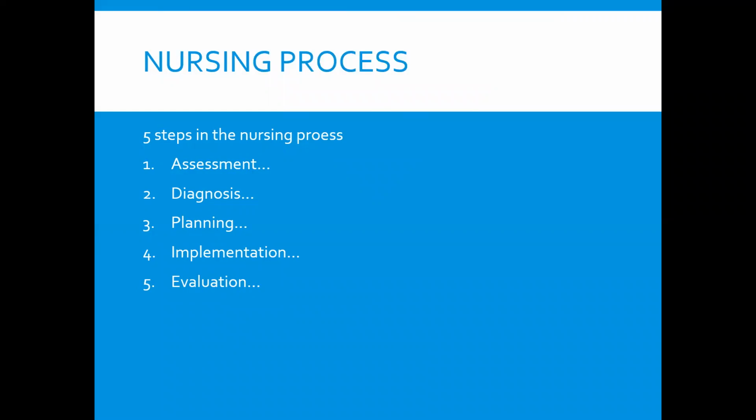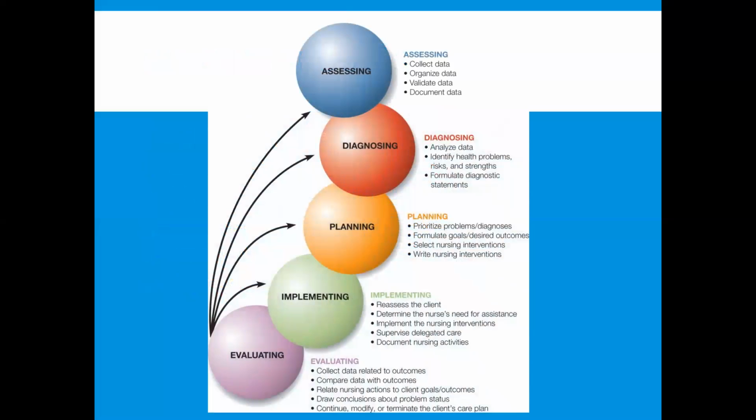So make sure you look at Table 6.1 for questions that relate to the assessment phase of the nursing process, and Table 6.2 for the NANDA approved nursing diagnosis relating to the drug administration that you may see used. So here is a picture out of our book, Chapter 6, that shows the nursing process. First is assessment. So we collect data, organize data, validate data, and document data. This can be subjective or objective. This includes history, H&P, labs.